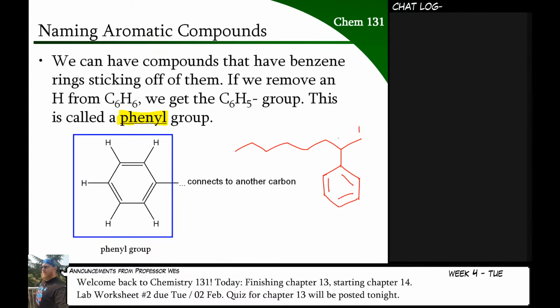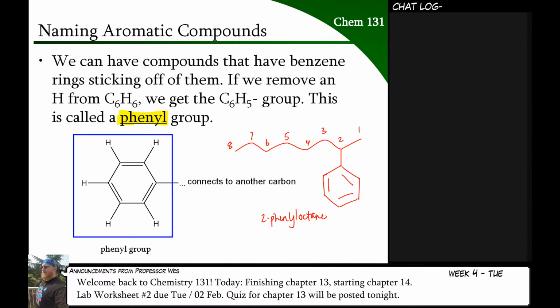So this would be 1, 2, 3, 4, 5. Sorry, I counted and then wrote the number that I was counting. 1, 2, 3, 4, 8. Wait, that's not how you guys count. So this would be 2-phenyl. I can't spell. I was gonna put heptane, but that's not 8. 2-phenyloctane.